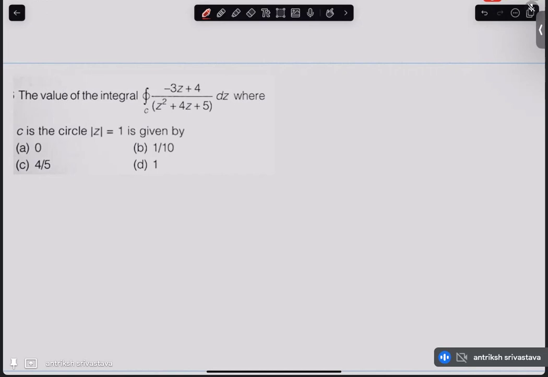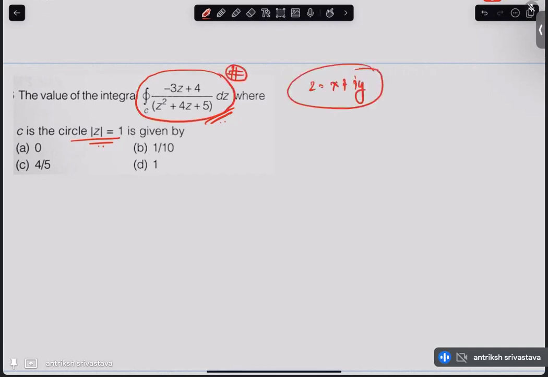Okay, so the value of this particular integral for the curve. Now they have given the curve. We are given a complex integral where z is x plus iy, and we are asked to perform this integral on a closed loop, where this loop is the same as we have seen in the first question. It is basically a circle on the imaginary and real axis with a radius of 1 unit.